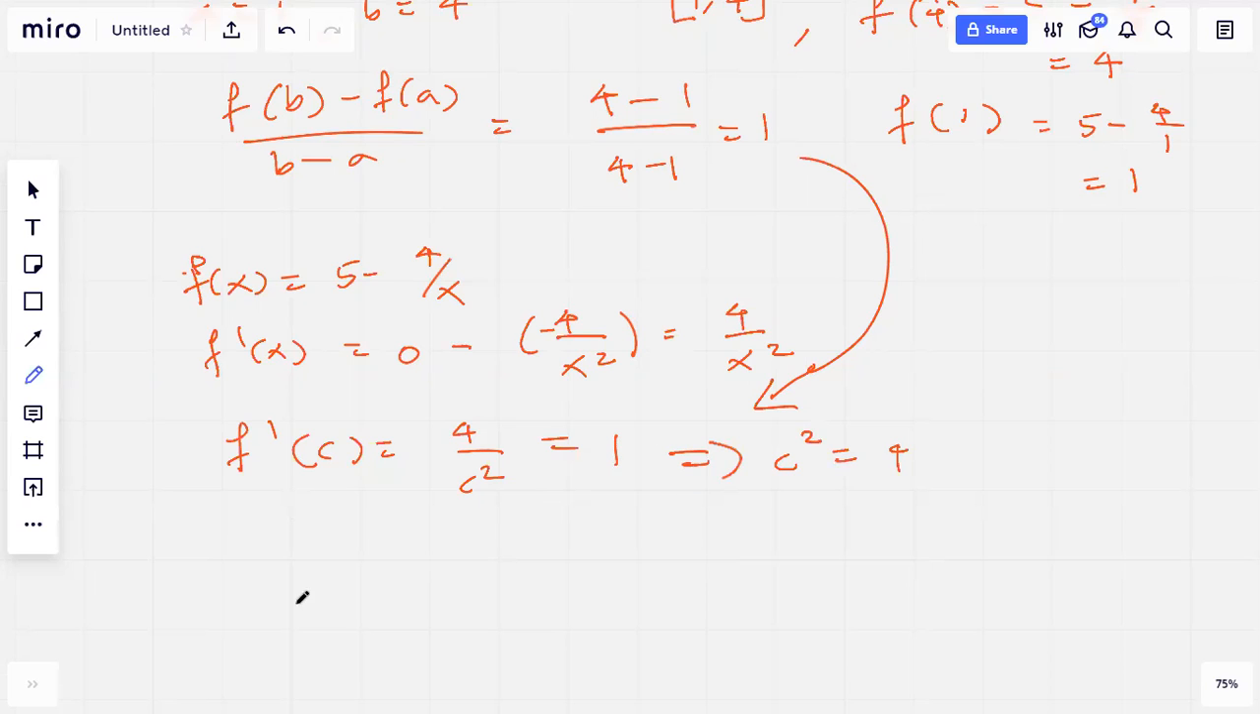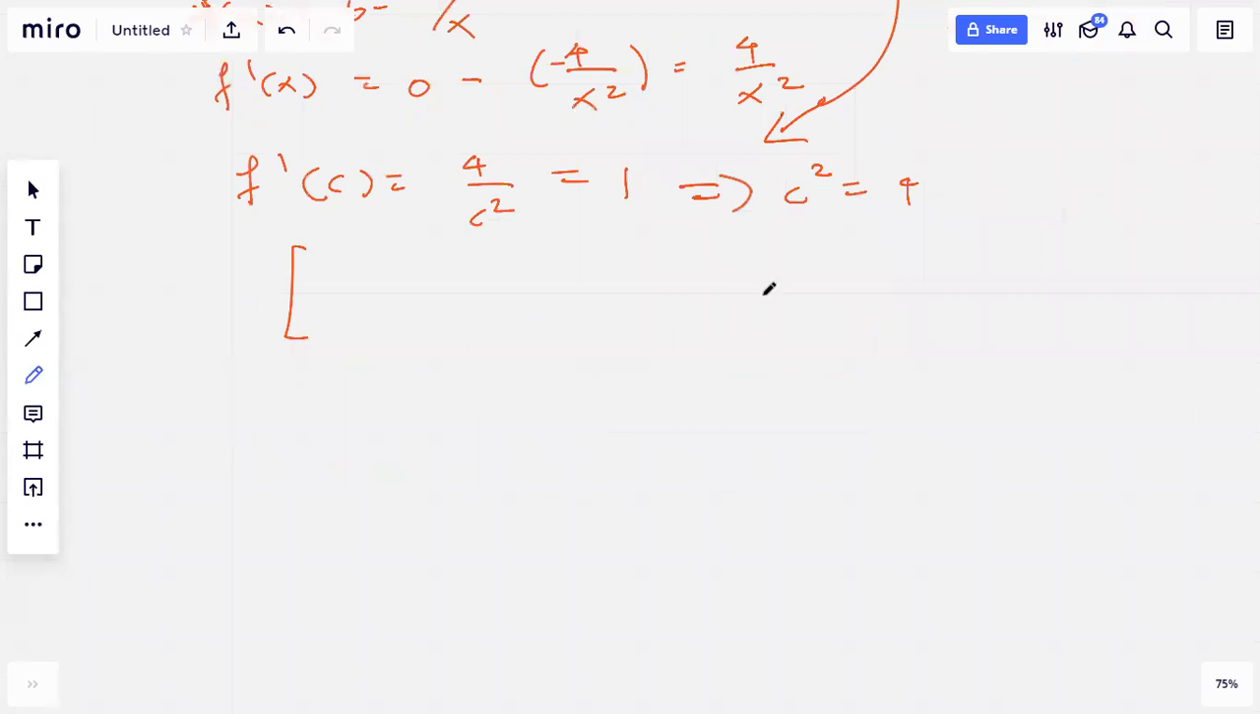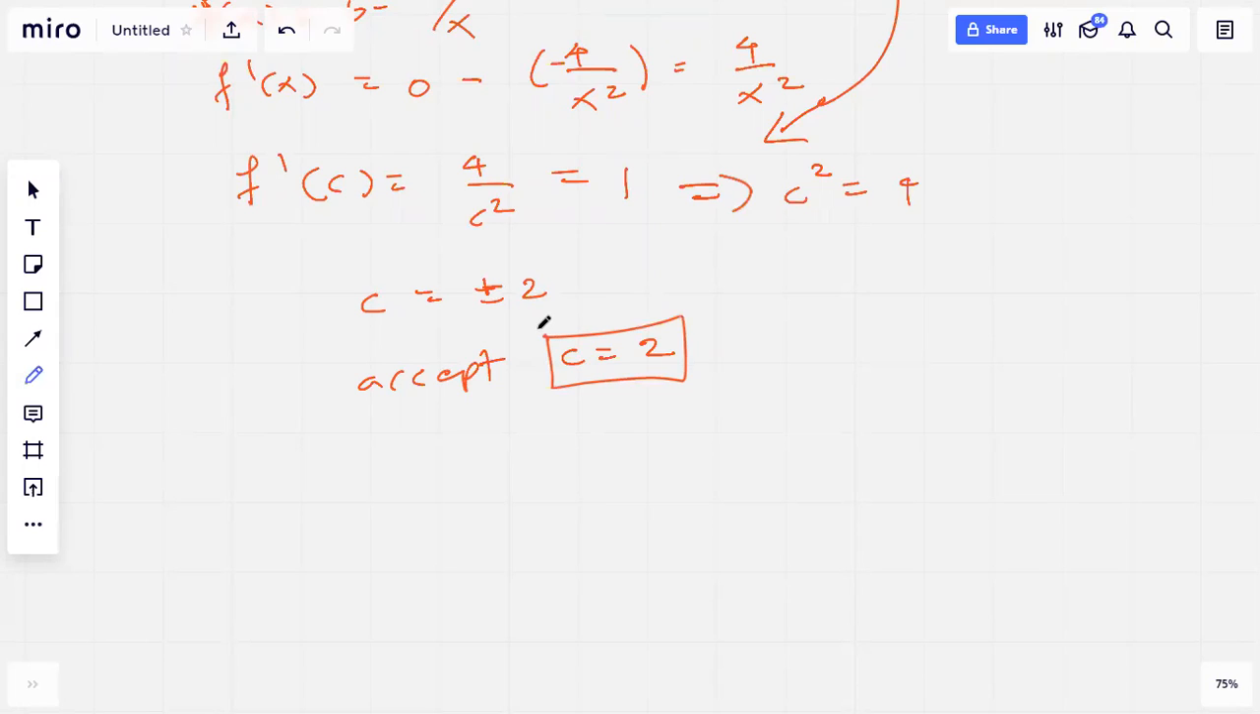So c is either plus 2 or minus 2. We need only the positive solution because negative 2 is not in the interval (1, 4). So we accept c equal to 2. That means that there exists one tangent line parallel to the secant line at x equal to 2, or c equal to 2. Okay, thank you.